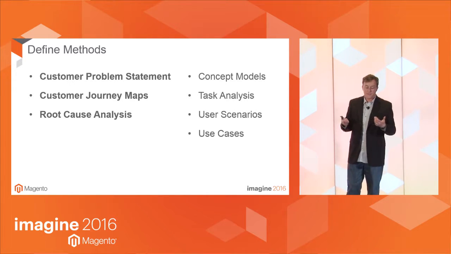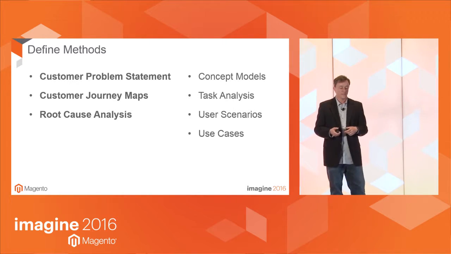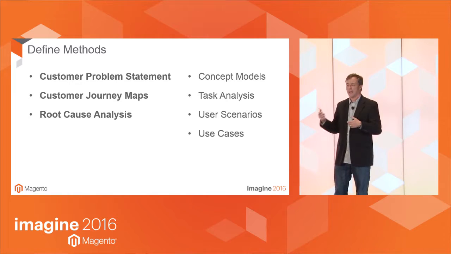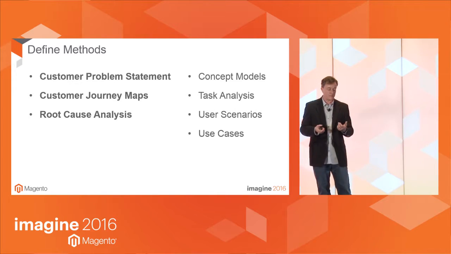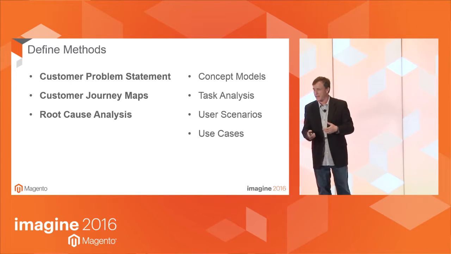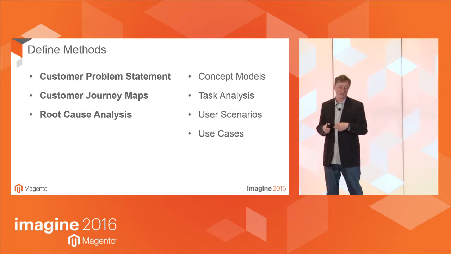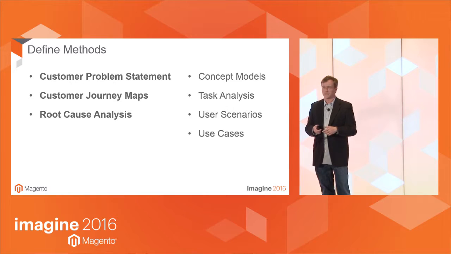In terms of methods, there are many ways to make this happen and to process that data from empathize. So customer problem statements often ask questions like who, what, and how. Customer journey maps begin to visually create a shared understanding of both customer interactions and touch points across a typical product or customer lifecycle. Conducting a root cause analysis is also very popular.